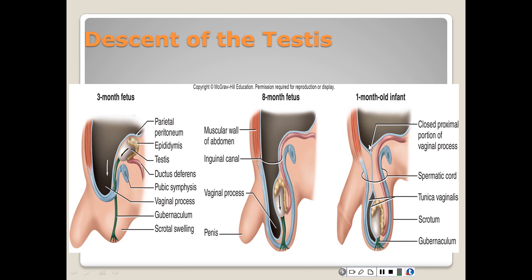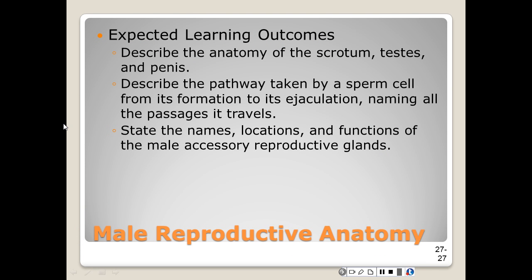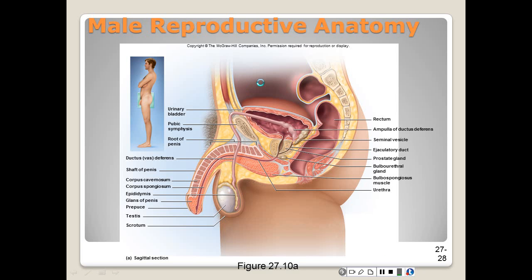Here's another picture here, looking at the descent of the testes, if you needed it. Alright, so for the male reproductive anatomy, now the scrotum and the penis constitute the external genitalia of the male, and they occupy the perineum, a diamond-shaped area behind the thighs, bordered by the pubic symphysis, as well as the ischial tuberosities and the coccyx.